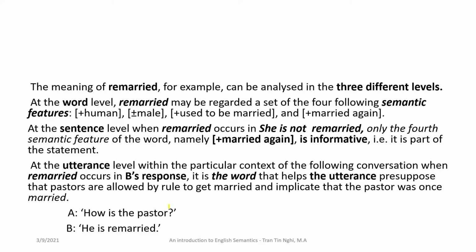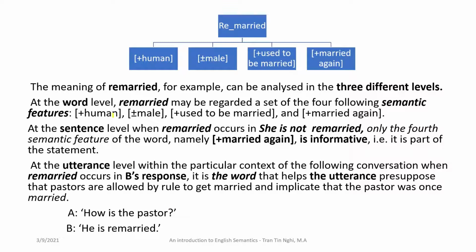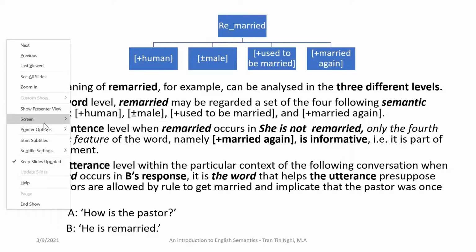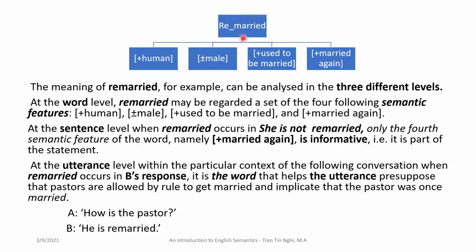So I will take an example of remarriage. If I see the word remarriage at the word level, I may have four semantic features. Semantic feature means nét nghĩa. So the first one I will show you is human. Married is human. Only people get married. Married here is either male or female. Keep in mind that it's either male or female.